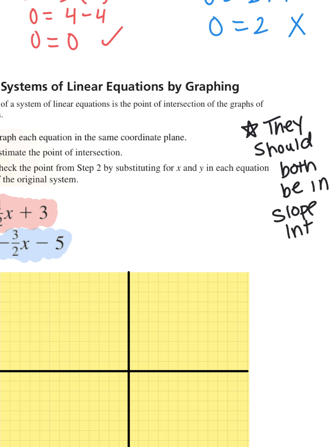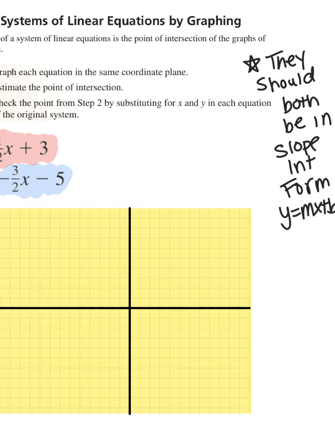So write this note. Okay, they don't absolutely have to be, but it'll make it easier if they were. And if they're not, then the first thing you're going to do is convert them both to slope-intercept form. I like to color code these so I don't mix them up. So I'm going to graph the first one in red, the second one in blue. So we're going to graph each one. So let's look at the one I highlighted red.